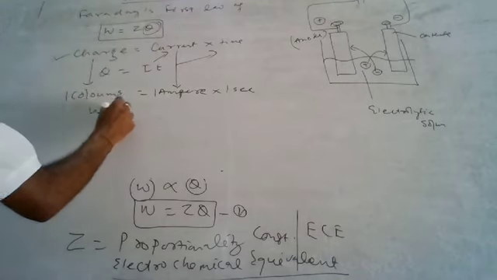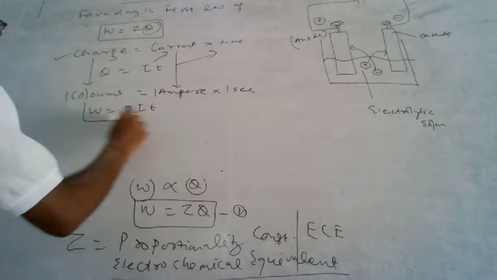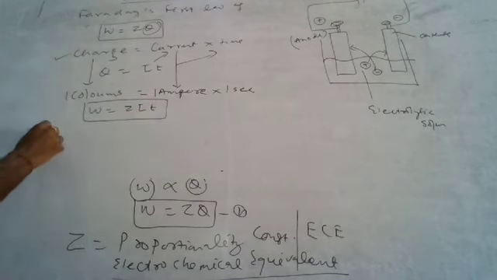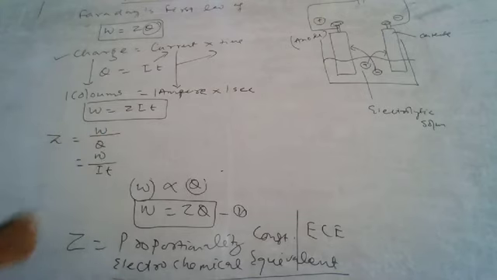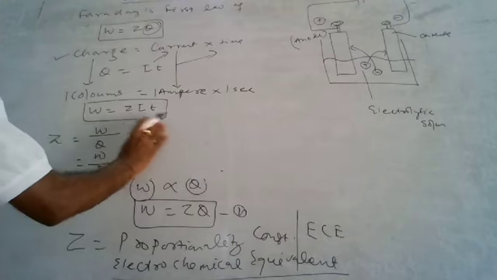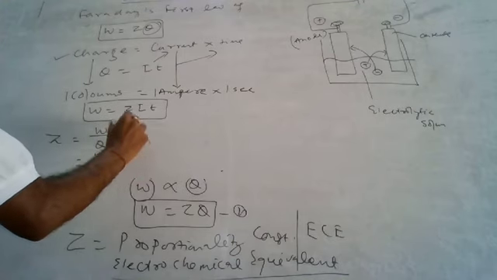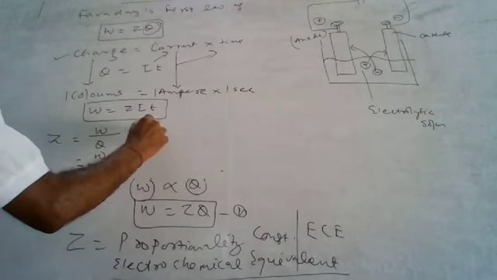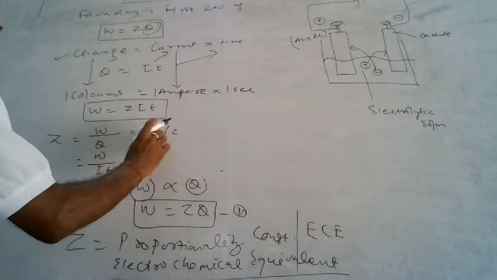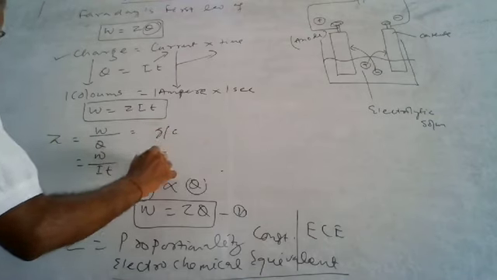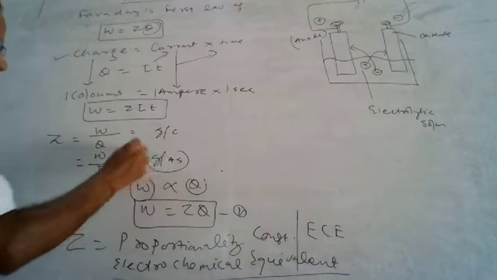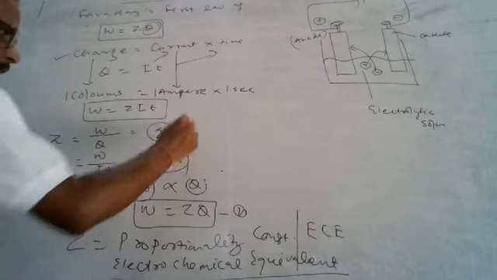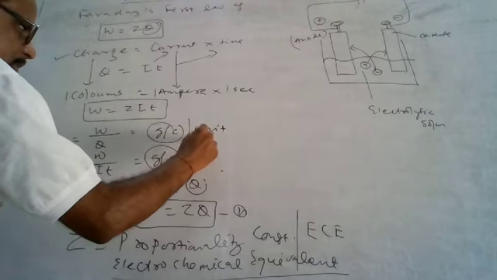So W is equal to ZIT. What is Z? Z is equal to W by Q, or Z is equal to W by IT. So the unit will be gram per coulomb, or gram per ampere into second. This is the unit of Z.